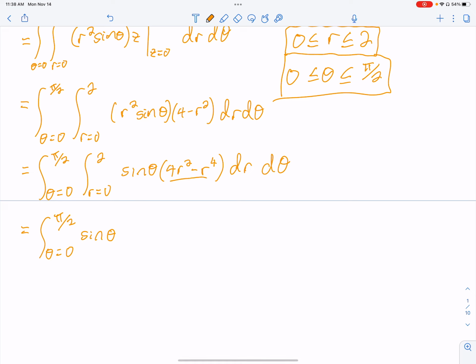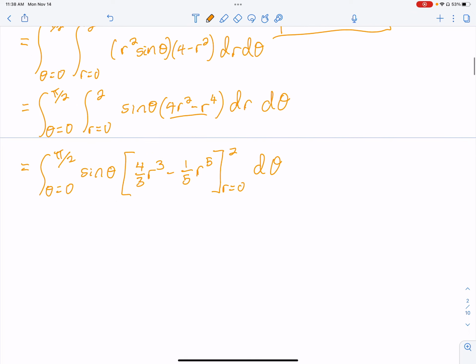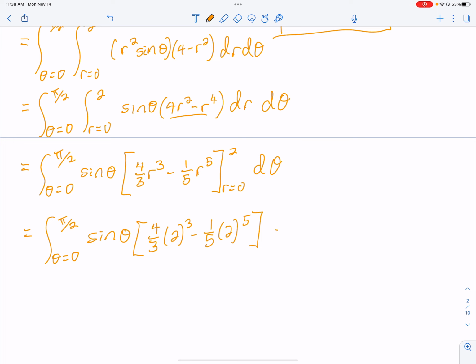We're just going to have this left inside. So that is 4 over 3 r to the 3rd minus 1 over 5 r to the 5th, run between r equals 0 and 2, and then d theta. There we go. We took the integral. Now I'm going to plug them in. We get theta equals 0 to pi over 2, and sine of theta, and I plug all this in. I get 4/3 times 2 cubed minus 1/5 times 2 to the 5th. All that ends up being 64 over 15.